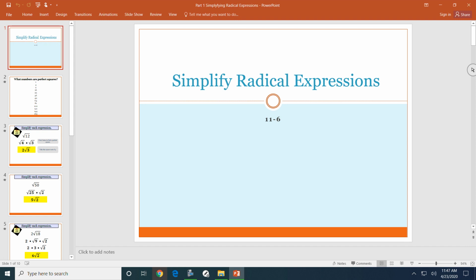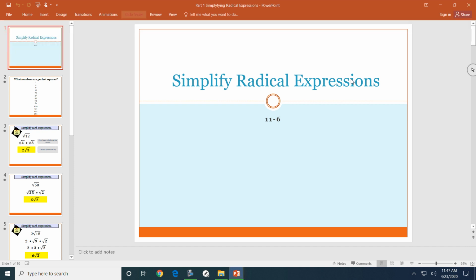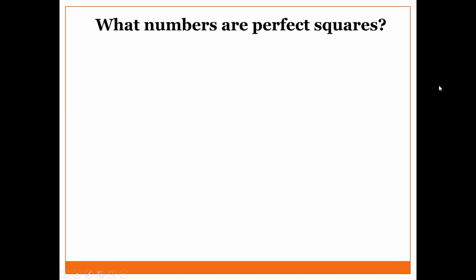In this lesson, we are going to be looking at simplifying radical expressions. So, first of all, we need to remember what the perfect squares are. We're going to be looking for perfect squares.